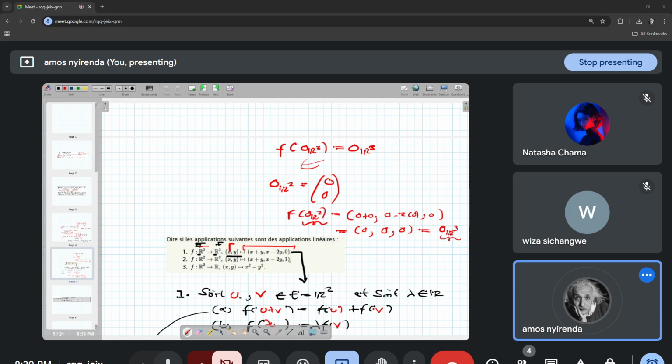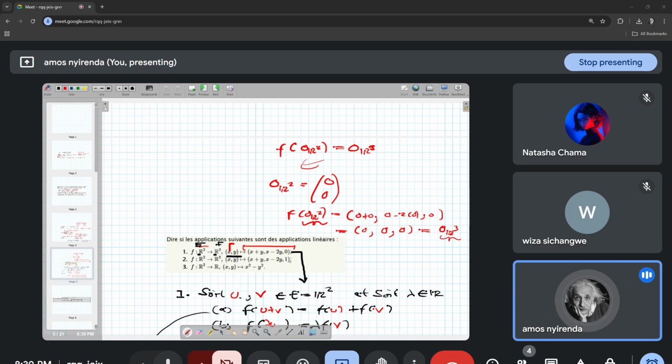Now, if f is a linear application, then f must map the identity element of R2 to the identity element of R3, if f is indeed a linear application. So this is a necessary condition. Let's check if this condition has been verified.